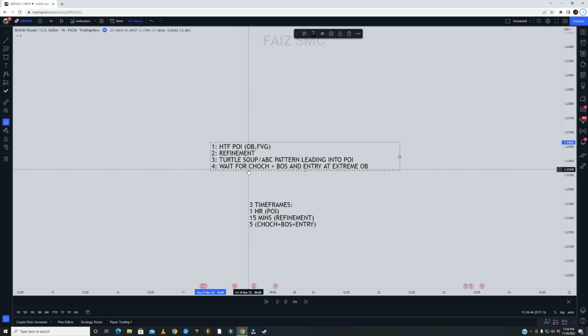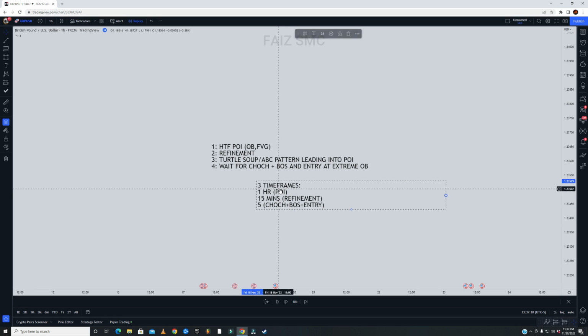And number 4, we wait for change of character plus break of structure. And after that, we look for entry at extreme order block with fair value gap, of course, okay? So the 4th rule is very important. Notice what I said here. Wait for change of character plus break of structure. And after that is when we only look for entry, okay? You don't want to look for entry when we only have change of character. We want to also see a break of structure. And I'll explain it later what I mean by that.